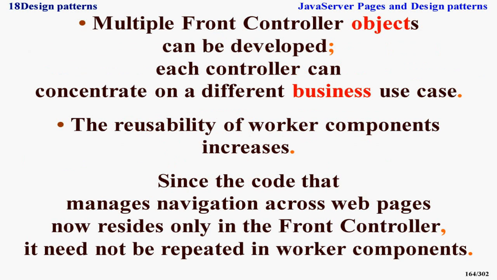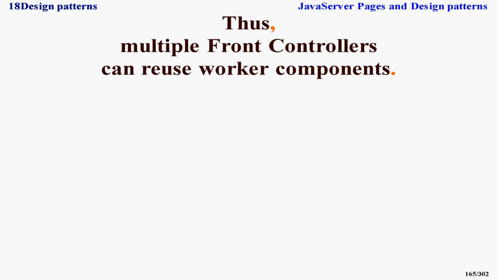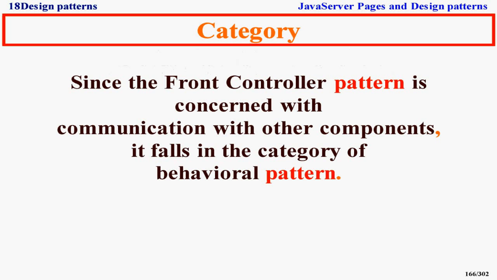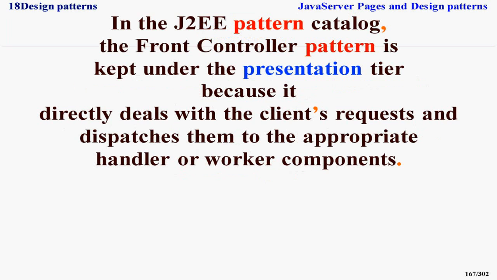Each controller can concentrate on a different business use case. The reusability of worker components increases. Since the code that manages navigation across web pages now resides only in the front controller, it need not be repeated in worker components. Thus, multiple front controllers can reuse worker components. Category: since the front controller pattern is concerned with communication with other components, it falls in the category of behavioral pattern. In the J2EE pattern catalog, the front controller pattern is kept under the presentation tier because it directly deals with the client's requests and dispatches them to the appropriate handler or worker components.